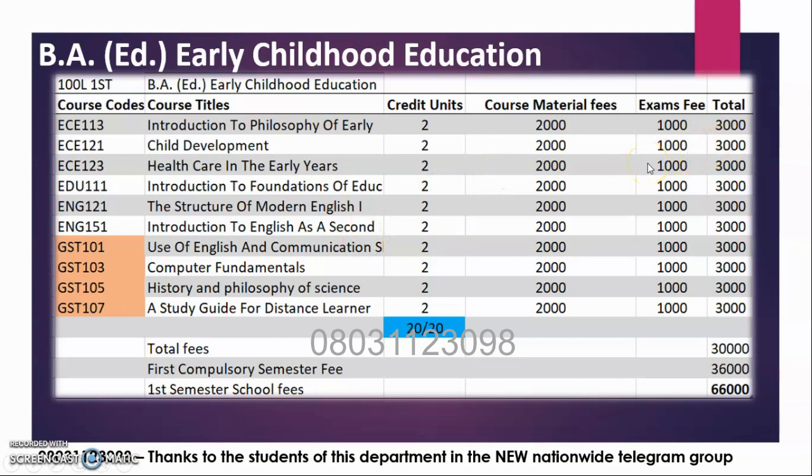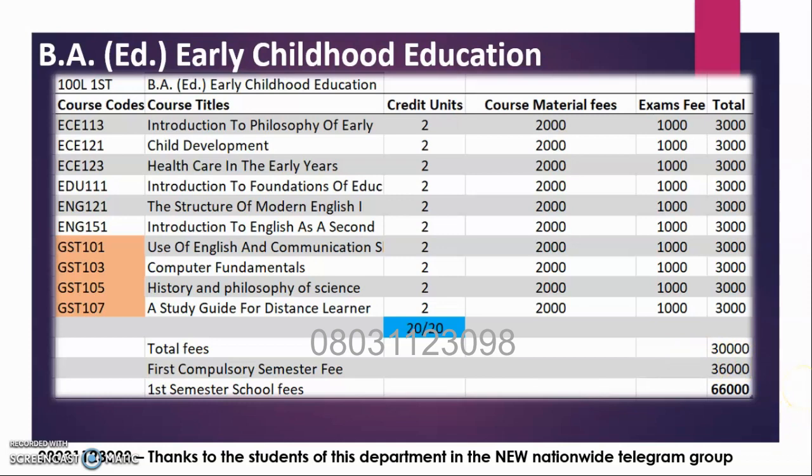Anyway, that's the structure of education in Nigeria. Sum this up, assuming you have course material fee plus exam fee, and that's how we got all these 30,000 here. To have summed up to 66,000, you have the first compulsory fee of 36,000, which is general across all the programs in NOUN. Currently it is 36,000.